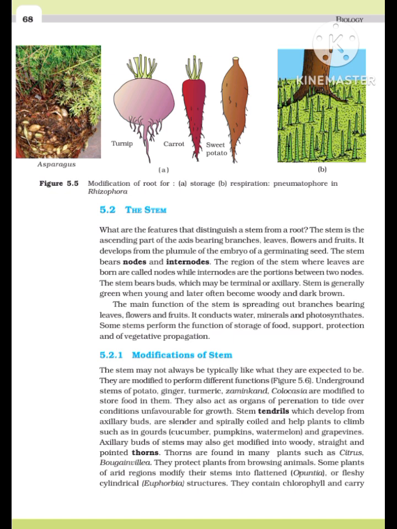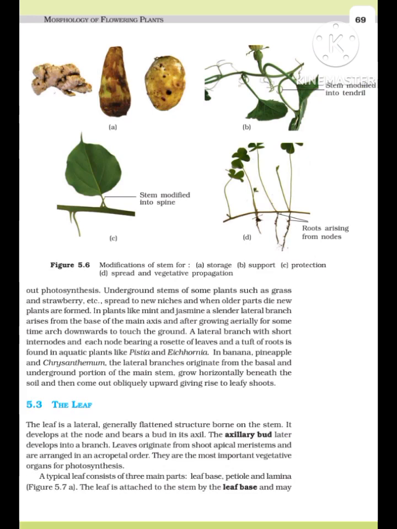Axillary buds of stems may also get modified into woody, straight, and pointed thorns. Thorns are found in many plants such as citrus, bougainvillea. They protect plants from browsing animals. Some plants of arid regions modify their stems into flattened (Opuntia) or fleshy cylindrical (Euphorbia) structures. They contain chlorophyll and carry out photosynthesis.